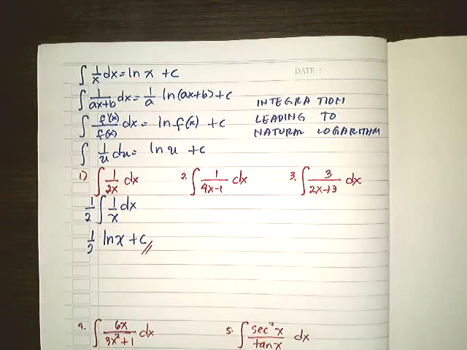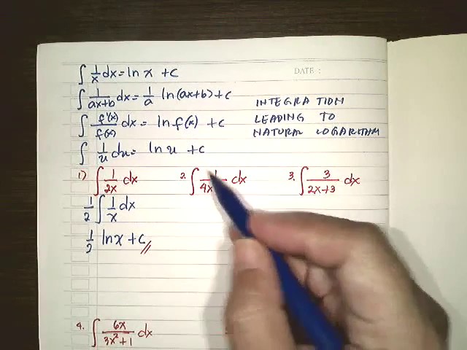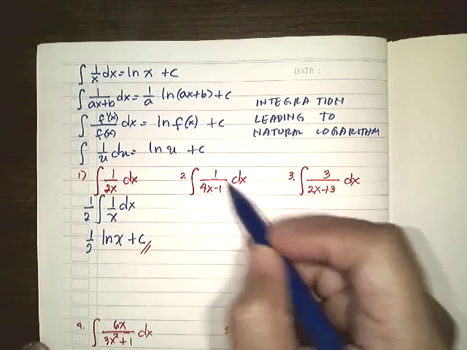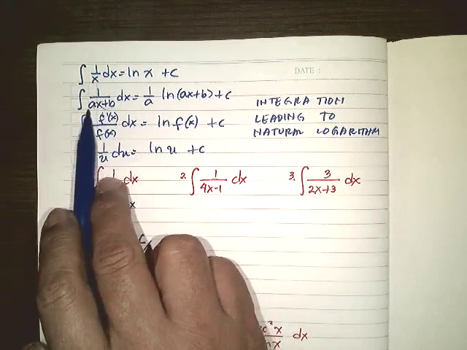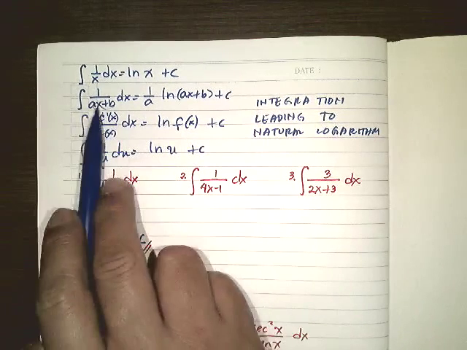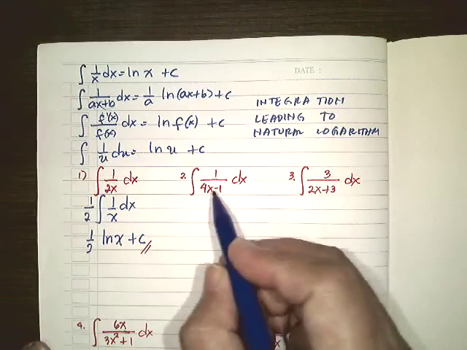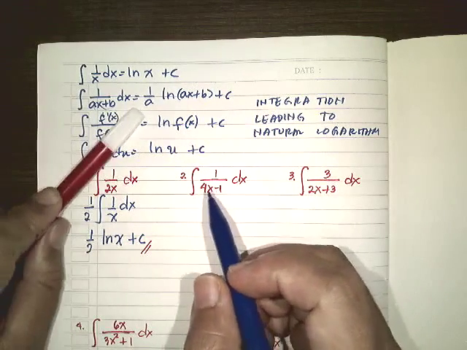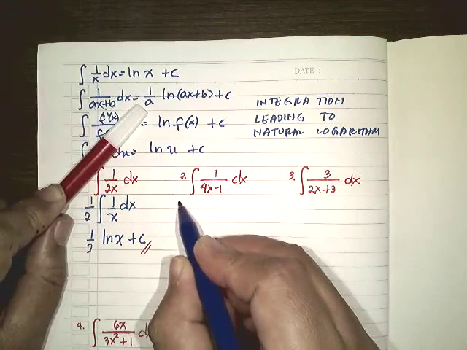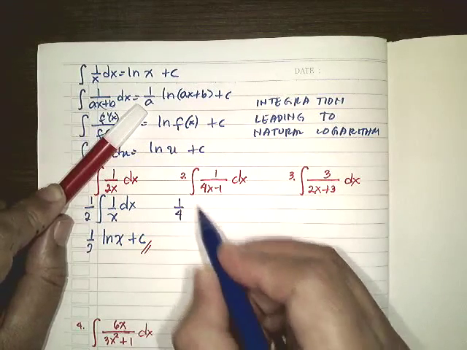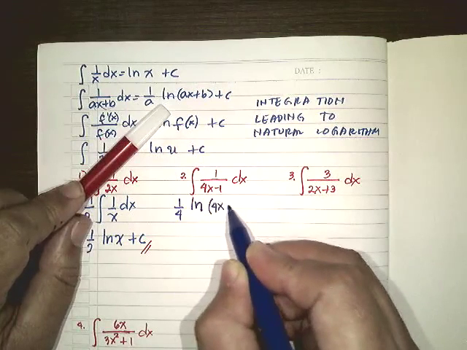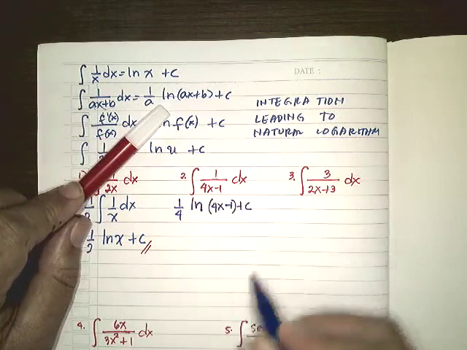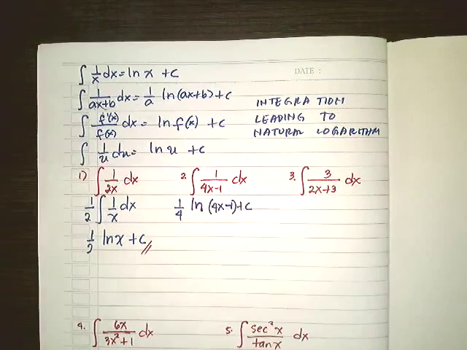Let's look at example number 2. Suppose we're looking for the integral of this. This follows directly formula number 2, where a is equal to 4 and b is equal to -1. Therefore, by following this formula, we have 1 over a, so that is 1 over 4, the natural logarithm of 4x minus 1 plus c, and that's it. So that's our integral.